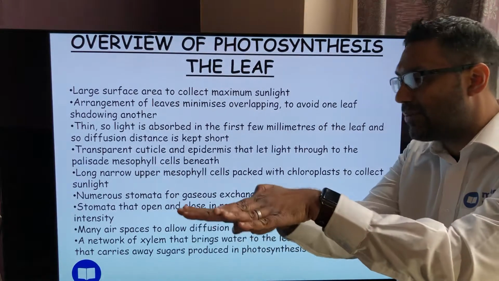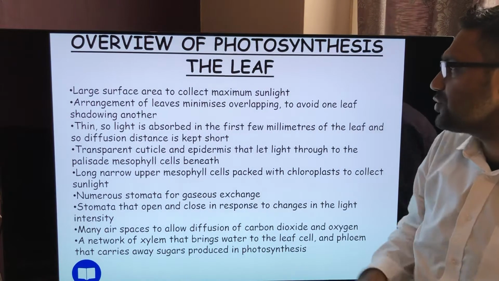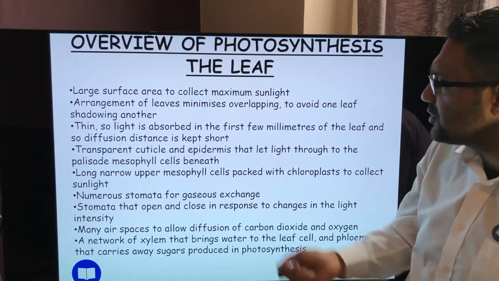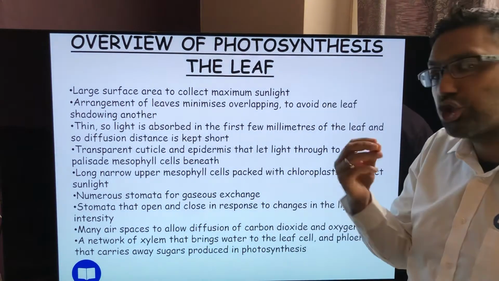So you want to be slightly apart, slightly that way as you go down, so you're capturing every single one, to avoid any shadowing one over the other. They're very thin, so they can absorb as much sunlight and light can penetrate straight through them. And they're very thin to allow a short diffusion pathway.